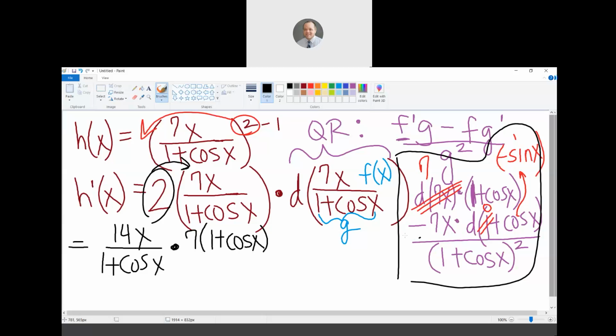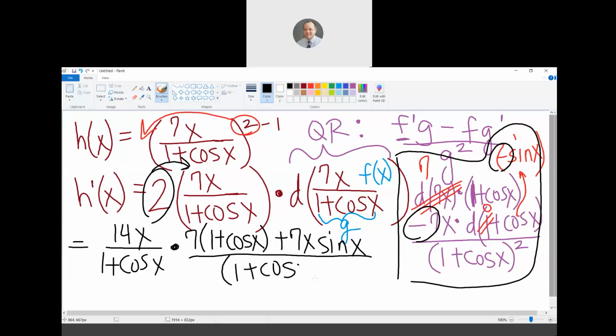A negative 7 times an understood negative 1 gives you a positive 7x sine x. And that's all over 1 plus cosine x quantity squared.